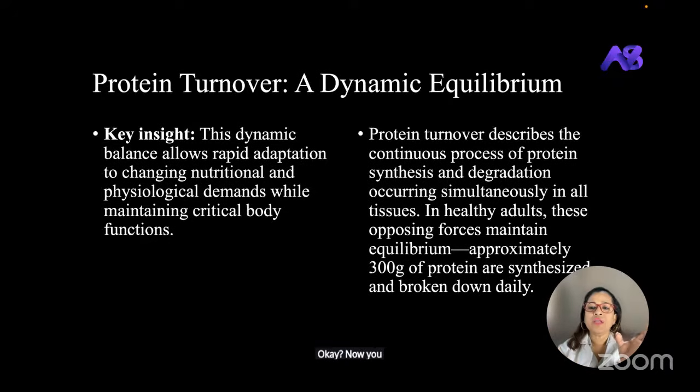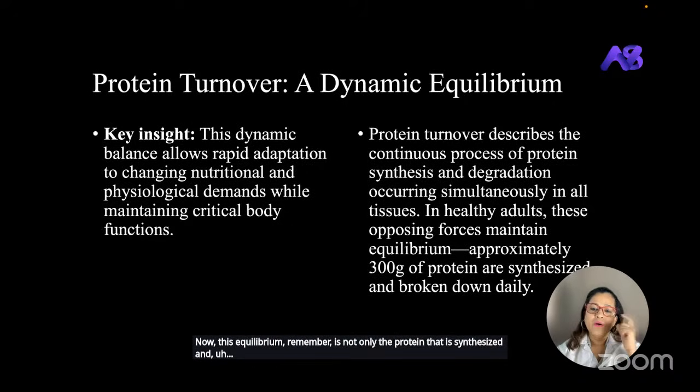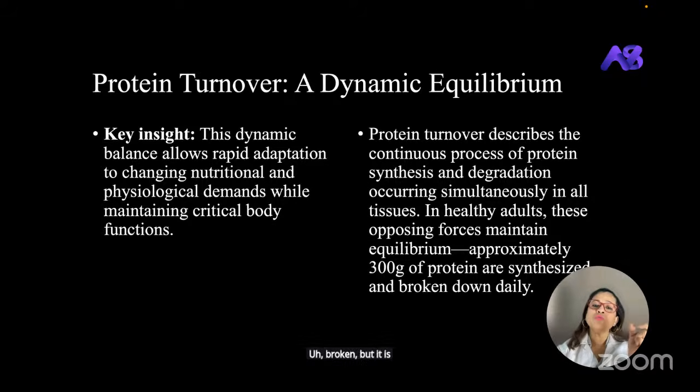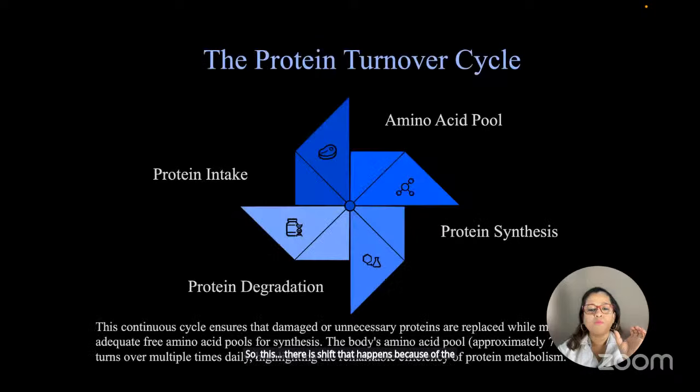Now, you're eating 60 to 80 grams. So the rest is got from where? It is got from your internal breakdown. This recycling efficiently happens, and this keeps that equilibrium. Remember, this equilibrium is not only about the protein that is synthesized and broken down, but also the hormones that are controlling it. There is a shift that happens because of the hormones as well.